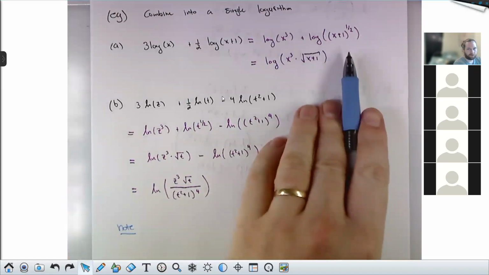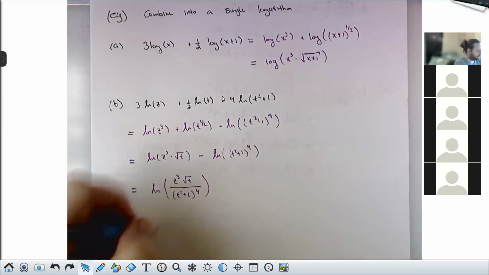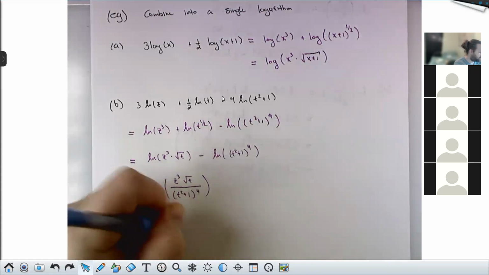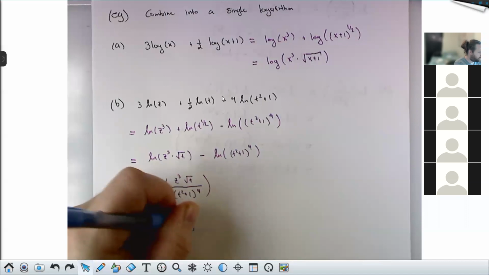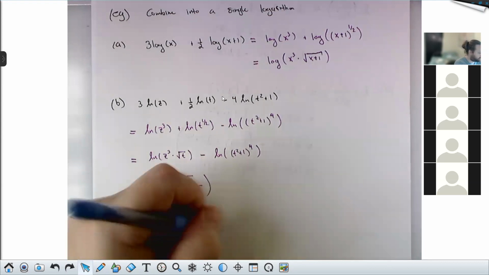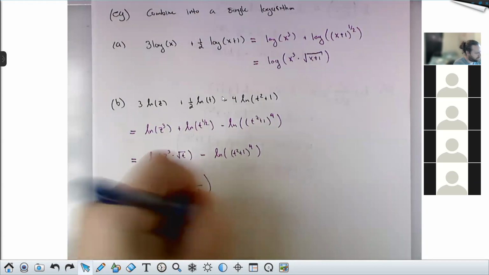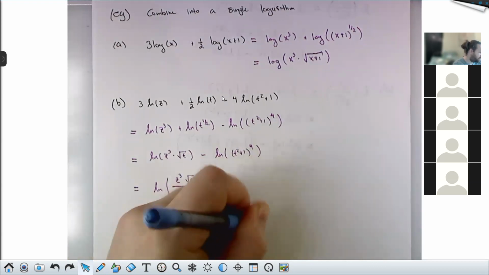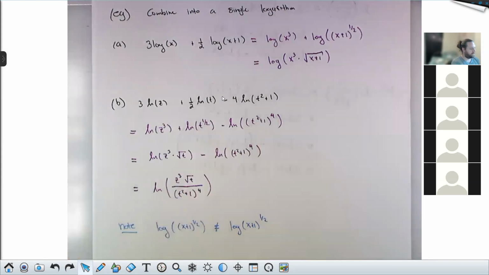First, let's look at this piece right here, just this piece. The log of (x plus 1) to the 1/2 like this. I said you have to stack up those parentheses. And that's for a good reason, because this is not the same as the log of x plus 1, to the 1/2 like this.